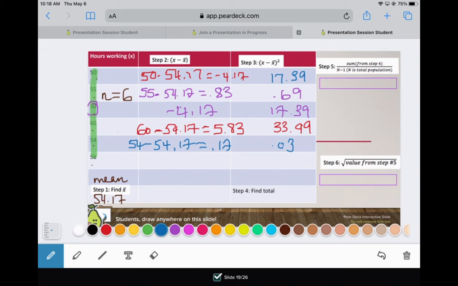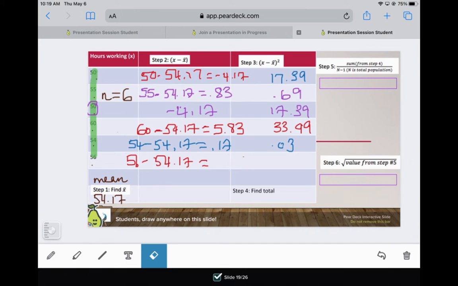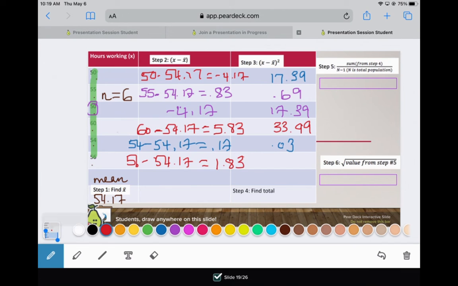Then I will do the last one, 56 minus 54.17. Whoops, I'm sorry. This would give me 1.83. Square it, it's going to be 3.35. Okay, so those are the first 3 steps.